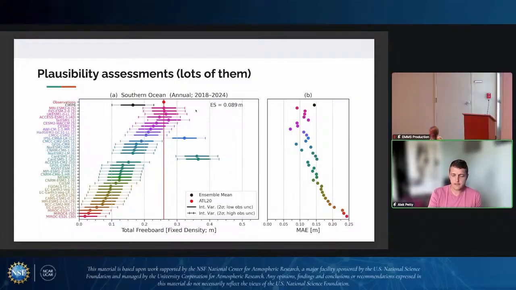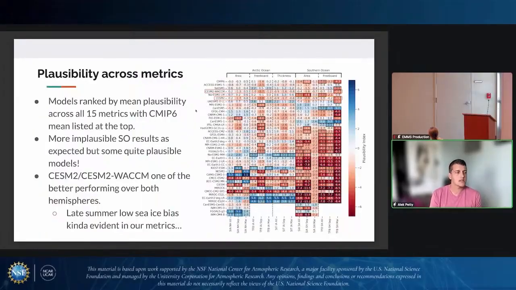There are lots of different versions of this plot I could show, but instead we try to summarize it all in this plausibility matrix. So we have this table, and now the x-axis shows all those different metrics that we're looking at. We only have thickness for the Arctic. And then for the models, we have the CMIP6 multi-model mean at the top, and below that, the models are all ranked based on their mean plausibility across all of these metrics. I highlight the CSM2 ones because I'm at a CSM meeting, and luckily they're doing quite well. So good job, CSM. This is the CSM2 contribution to CMIP6, and then the CSM2 WACCM models.